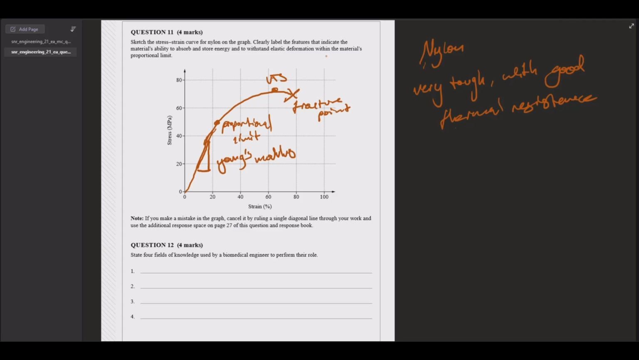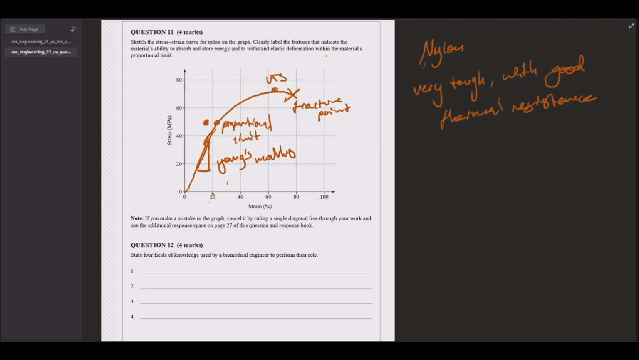The marking guide for this one wants you to know a bit more than it really says on the syllabus. You're not supposed to know this about nylon. Then again, I probably shouldn't have given it so much strain. So what the answer wanted me to do was put the proportional limit before the 20% strain, and have the rupture point before 80%, which is good.